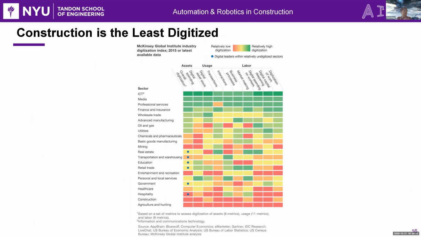And another figure from McKinsey shows construction is among the least digitized industries. It's here, the same as agriculture. But actually, in agriculture, there are more and more automated solutions, especially if you look at developed countries like Australia and the US. They actually have a lot of good automation solutions, unlike in construction.